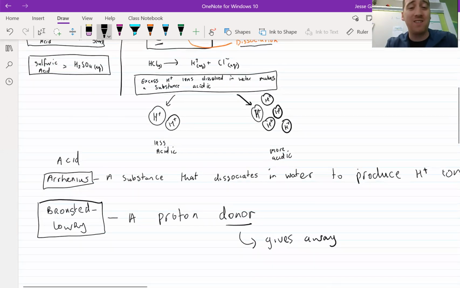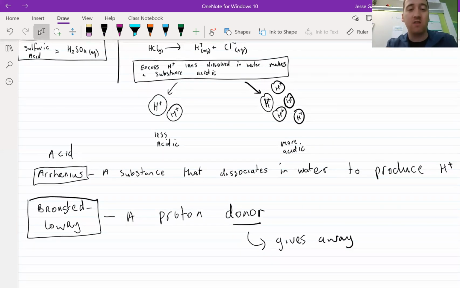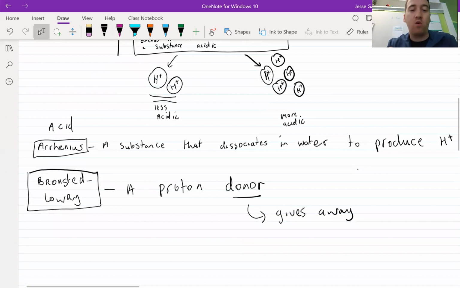Now that should make sense, even when you mix it with Arrhenius, because Arrhenius says that you've got a substance producing H plus ions. Here they are. H plus ions are just protons. That's all they are. We just figured that one out. And they are producing them and giving them away. So an acid is a proton donor, according to Bronsted-Lowry.